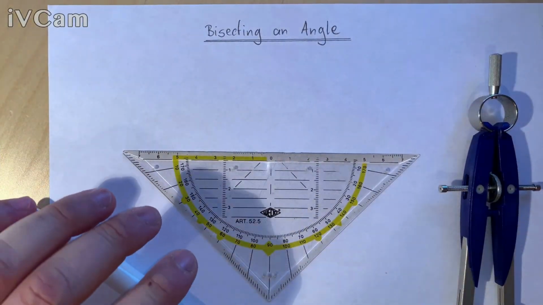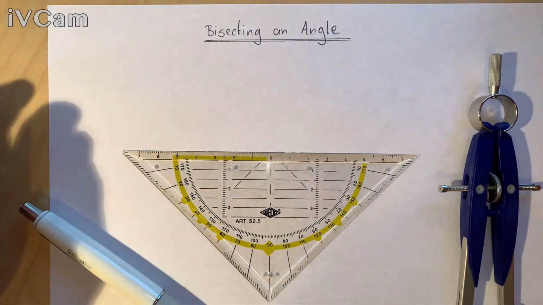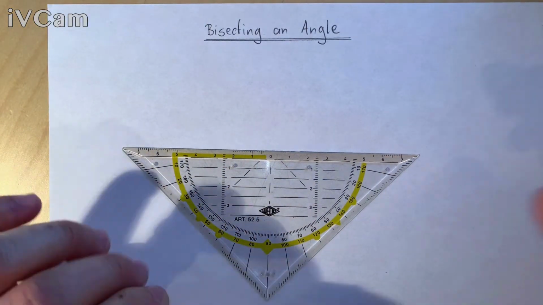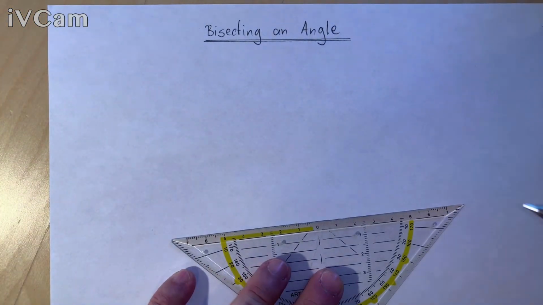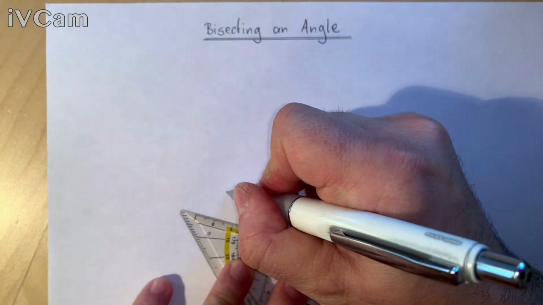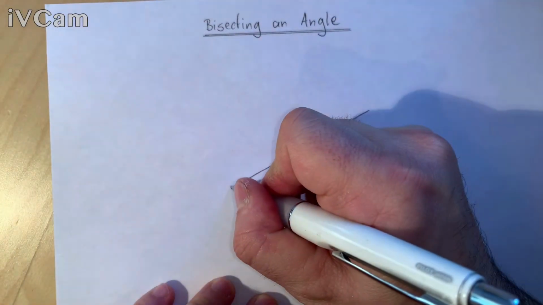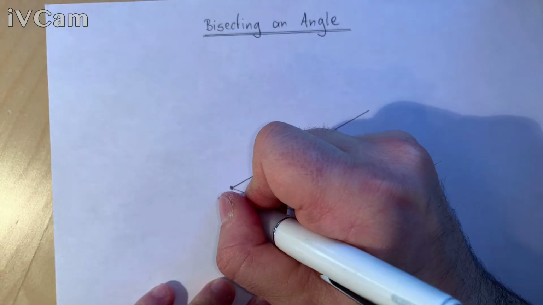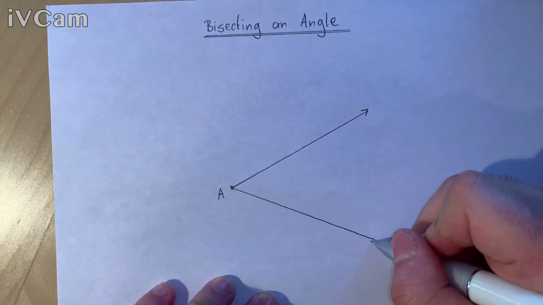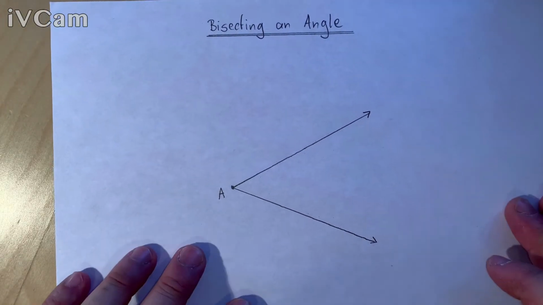Okay, so in this particular example, we will be looking at how to bisect an angle using a compass and a straight edge. So let's get started. So the first thing you want to do is to draw the angle. So we're drawing 2 rays here like that, such that they intersect at some vertex point. So let's call that vertex point A, and let's draw the arrows as well to show that these are rays.